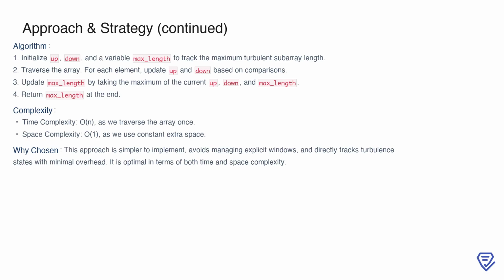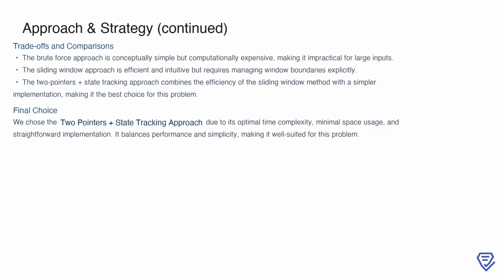This algorithm is optimal because it processes the array in linear time, O(n), and uses only constant space, O(1). This makes it highly efficient and well-suited for large inputs. When comparing the different approaches, there are clear trade-offs. The brute force approach is conceptually simple but computationally expensive, making it unsuitable for large inputs due to its O(n³) time complexity.